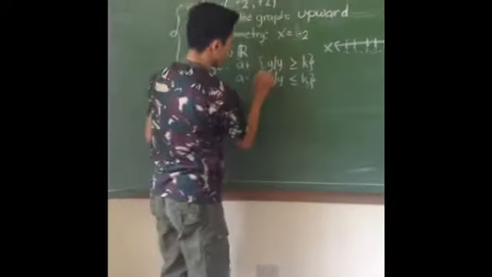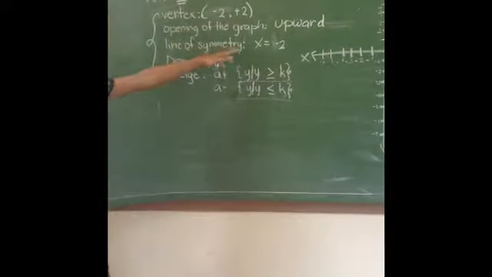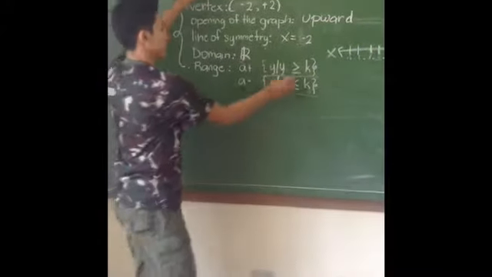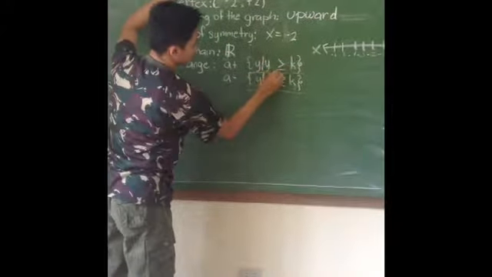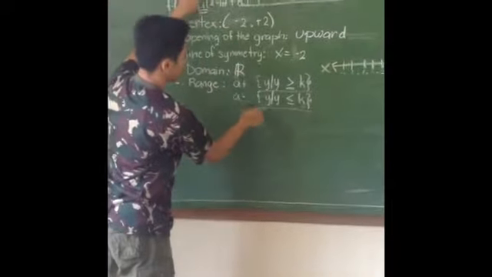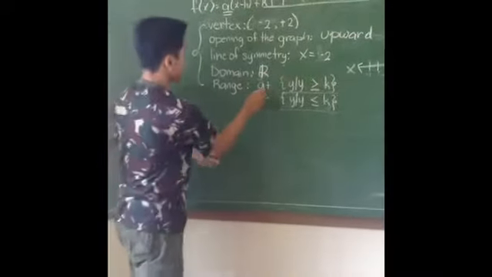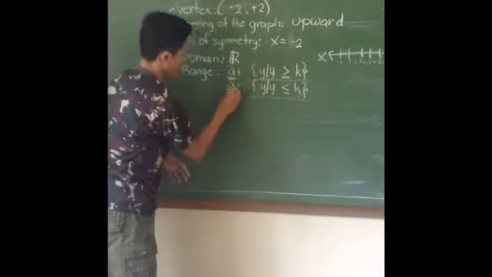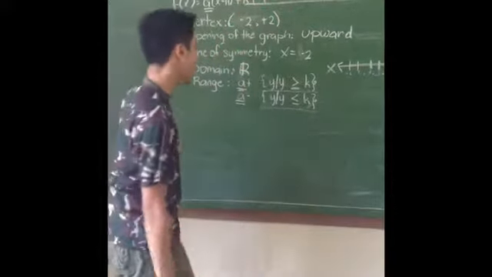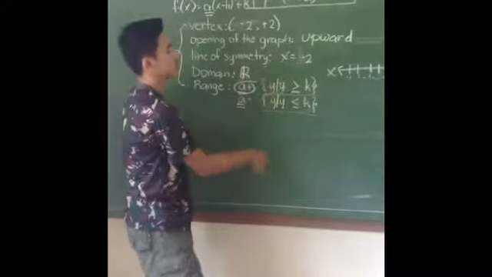This is the form that we will have to follow in range. There are two types, as in like in the opening of the graph. If A is positive, then y is greater than or equal to k. If it is negative, then y is less than or equal to k. Now, we will see again A here, and it is positive 1, so we can say that it is positive. A is positive, so we'll use y is greater than or equal to k.